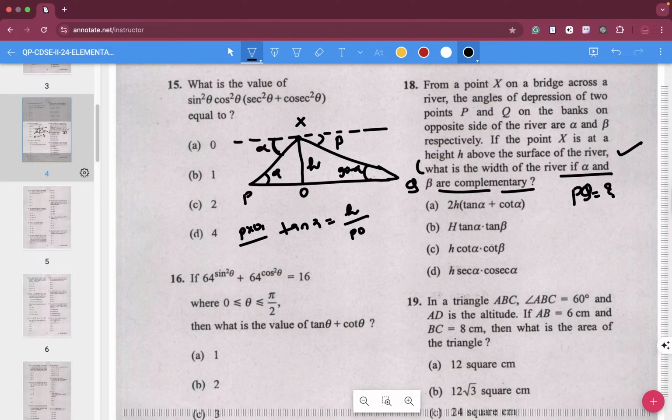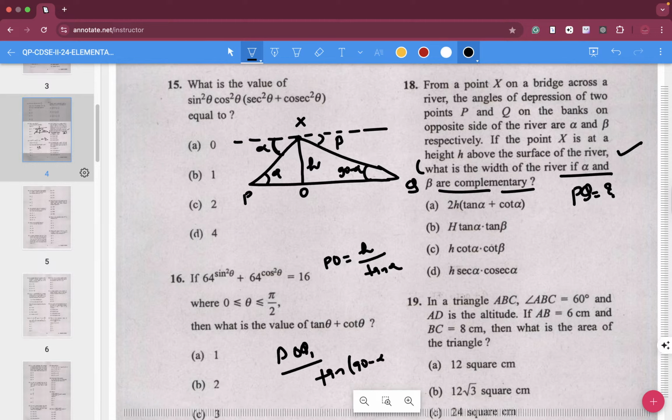So PO value is equal to h by tan alpha. Now if I'm considering triangle XOQ, tan of 90 minus alpha is equal to h by OQ. Tan 90 minus alpha, you can also simply write as cot alpha. So OQ is equal to h by cot alpha is what you have.